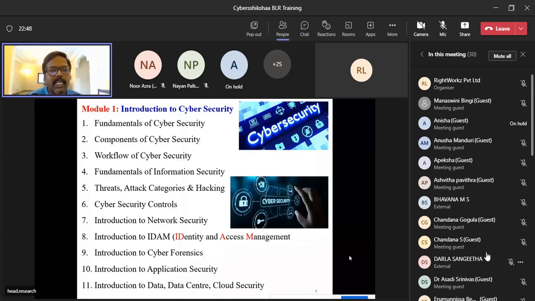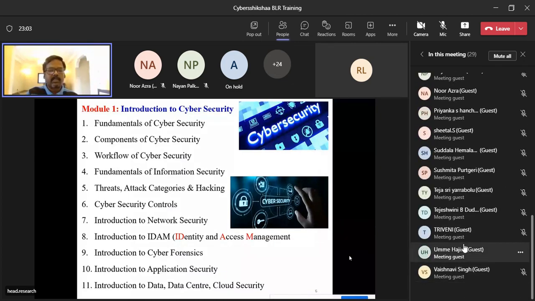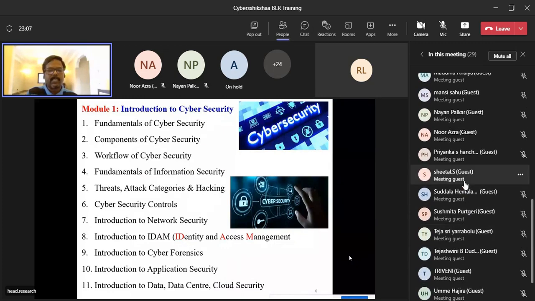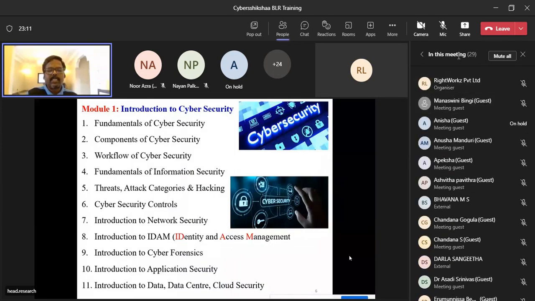For newcomers, again I am explaining the fundamentals of cyber security: components, workflow, fundamentals of information security, threats, attack categories and hacking, cyber security controls, introduction to network security, introduction to IDAM, identity and access management, introduction to cyber forensics, introduction to application security, introduction to data center, cloud security. This is the syllabus of module 1.